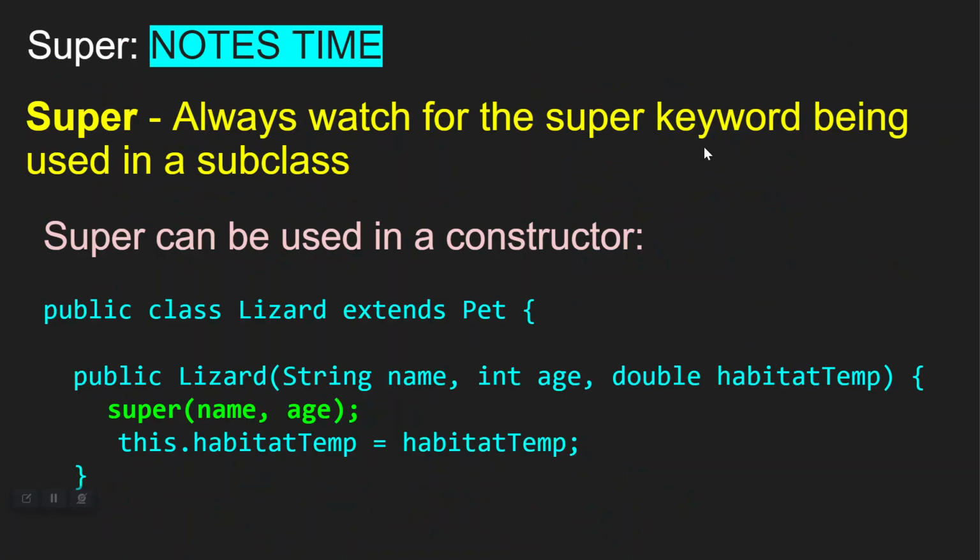We're now going to remind ourselves of a couple of things regarding the keyword super. You always want to watch for the keyword super being used in a subclass. It can be used in a constructor. So remember, public class Lizard extends Pet. Here we have the Lizard constructor, public Lizard. Again, it's expecting name, age, and a habitat temperature. But super(name, age) is where we're calling the superclass's constructor with name and age. And then this.habitatTemp = habitatTemp is one that would be unique to the Lizard class. So you've got to watch out for super there.